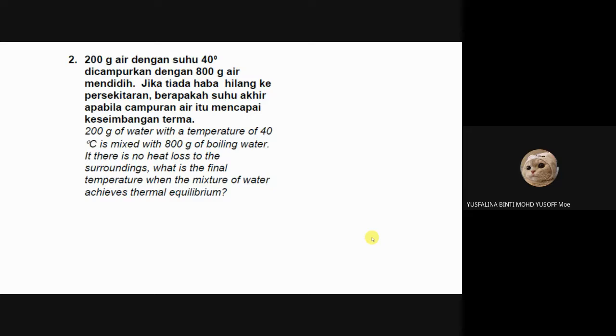Okay, so for this one, Sajif, you want to try for number two? It says here the 200 gram of water with a temperature of 40 degrees Celsius, and you mix it with 800 gram of boiling water. So what is the temperature for the boiling water? This one is 100 degrees Celsius. If there is no heat loss to the surrounding, what is the final temperature when the mixture of the water achieves thermal equilibrium?